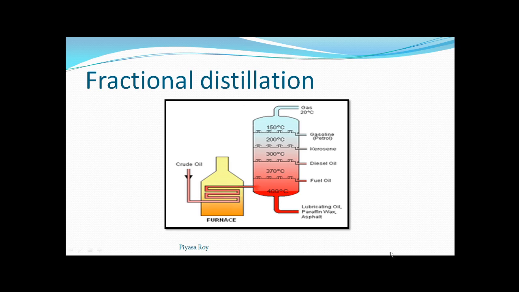At 100 degrees centigrade it will reach its boiling point, so it will remain back in the container, but alcohol will vaporize. So in this manner we can separate alcohol and any miscible liquid.